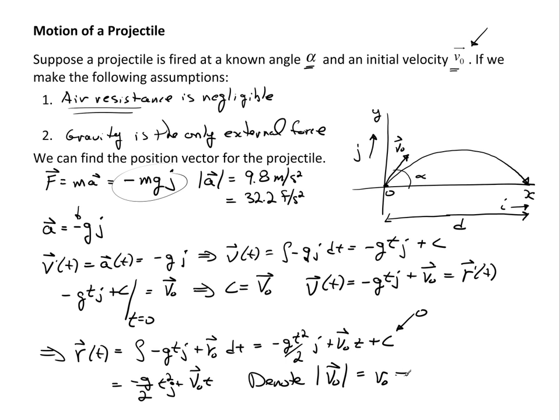With that, v naught, the vector, if I break this up into component form, is going to be v naught, the magnitude, times cosine of alpha i plus v naught sine of alpha j, because this initial velocity vector is going to have a component along the i-axis and a component along the j-axis, which are going to be cosine of alpha and sine of alpha multiplied by the magnitude of v naught.